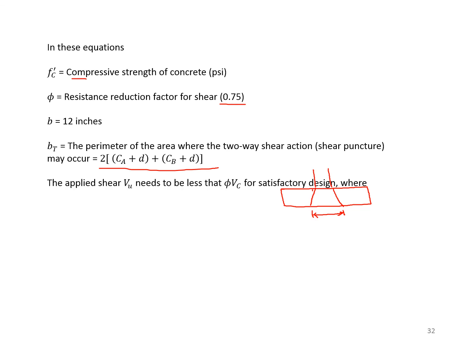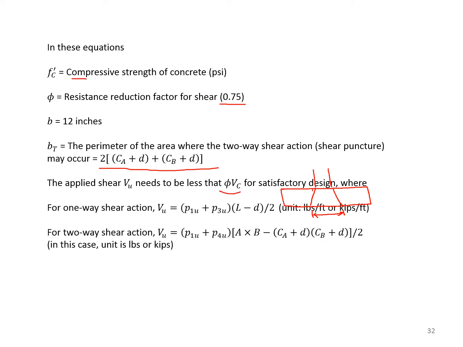The applied shear VU needs to be less than phi V sub C for the design to be satisfactory. How do we find those? For one-way shear action, it is simply P1U plus P3U, I will tell you what this one is, times L minus D over 2. And for two-way, it is P1U plus P4U, A times B minus that puncture area, divided by 2. By the way, the unit for one-way shear is pounds per foot or kips per foot. However, for two-way shear, the unit is just pounds or kips.